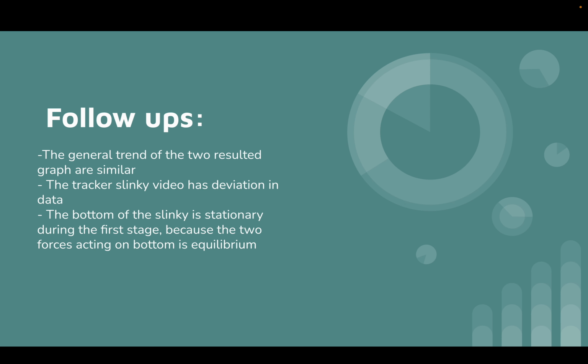The most important thing in this physical analysis is that during the first period, the net force acting on the bottom of the slinky is 0, because F drag is equal to F weight. But after a certain time period, the F drag force is smaller than the weight, so the whole bottom of the slinky starts to drop. And that's it.